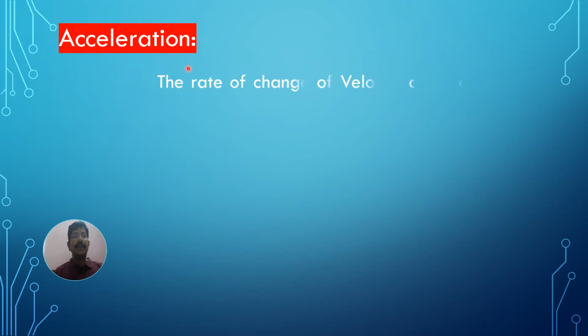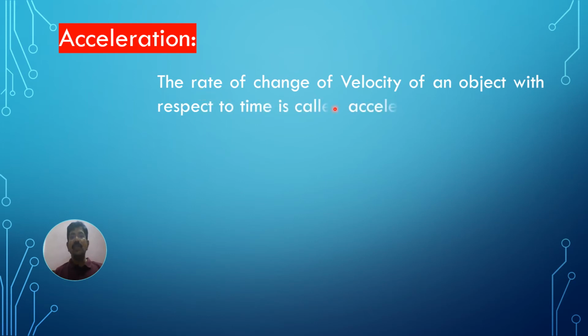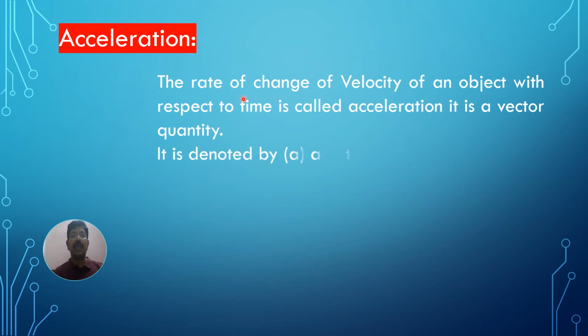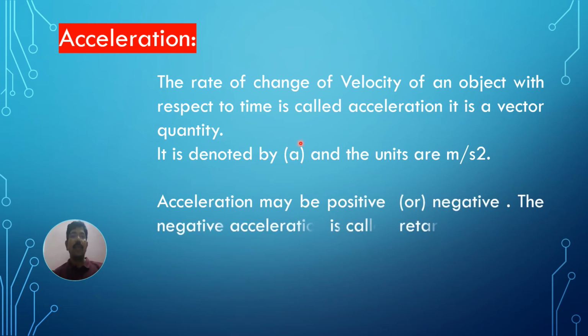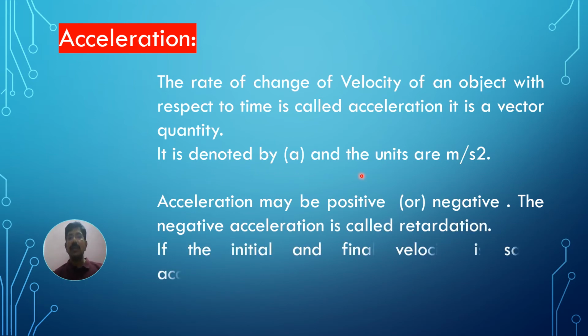Let us discuss what is meant by acceleration. The rate of change of velocity of an object is called acceleration. Wherever you find the word rate, it is related with time. As you know, acceleration is a vector quantity. It has both magnitude and direction. It is denoted by the letter small a and the units are meters per second square.